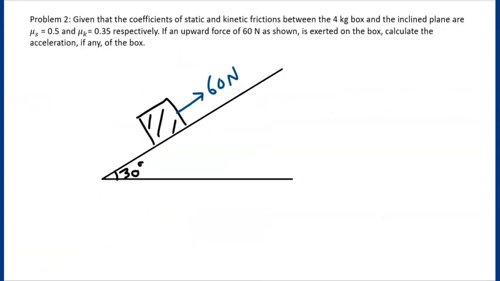Let's look at problem 2. Given that the coefficients of static and kinetic friction between the 4 kg box and inclined plane are 0.5 and 0.35 respectively, if an upward force of 60 newtons, as shown, is exerted, calculate the acceleration, if any, of the box. So first, of course, you have to sketch the free body diagram. But in the free body diagram, you have to sketch the frictional force. Which one do you use? Is it static friction or kinetic friction? That is the main idea of this problem. How do you find out which friction is acting on this 4 kg box?